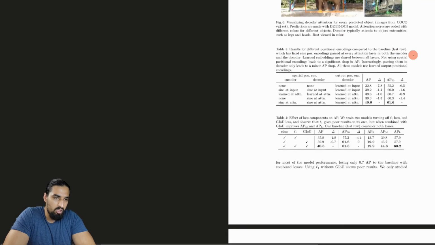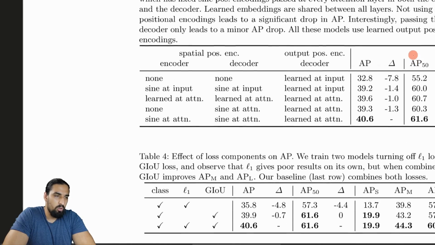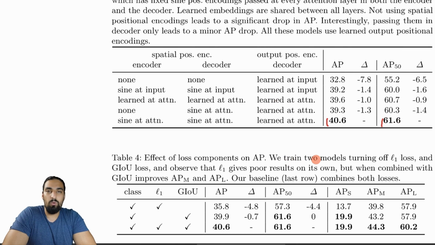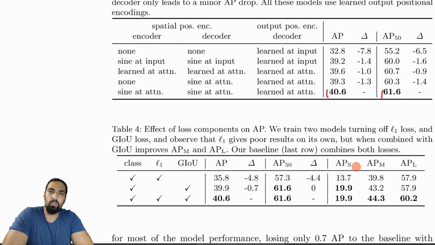So let me get back here. Basically, they showed that adding these positional encodings on every layer at the attention module just increases the AP metric compared to all of the other combinations. So I don't think we can extract something super intuitive here. It's just that this experimentation showed that it's better to include them in all of the layers.